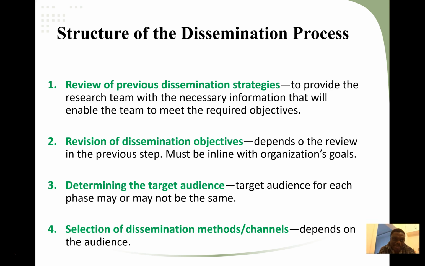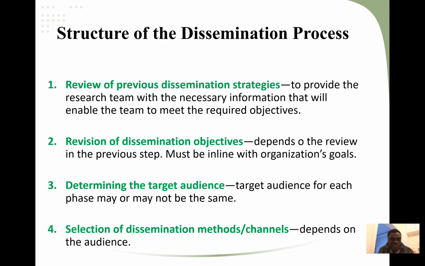So the first step in the dissemination process will include a review of the previous dissemination strategies. This will provide the research team with the necessary information that will enable the team to meet the required objectives. So each time we want to start a different phase of the dissemination, we have to review what happened in the previous stages and see if we are going in line with the objectives that we want to meet.